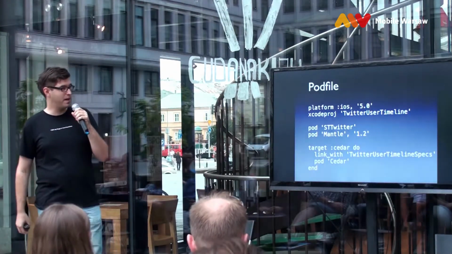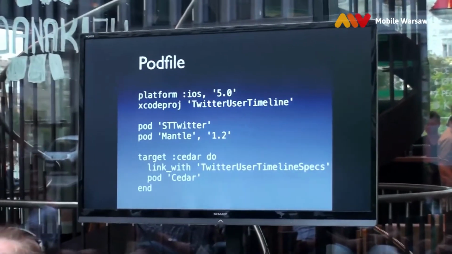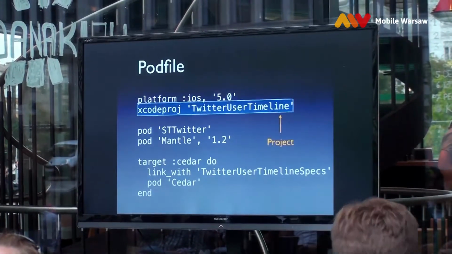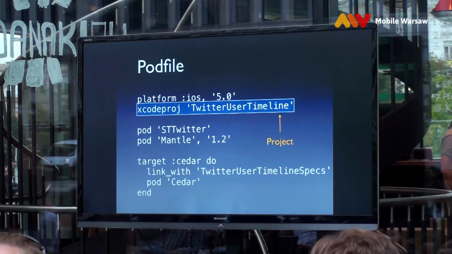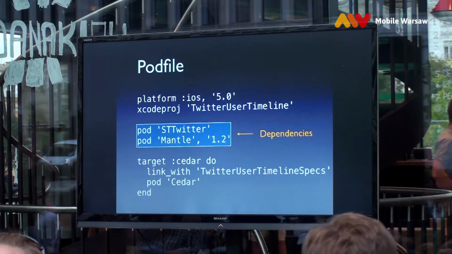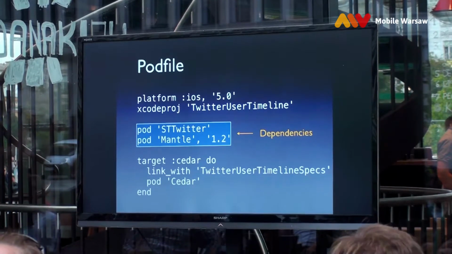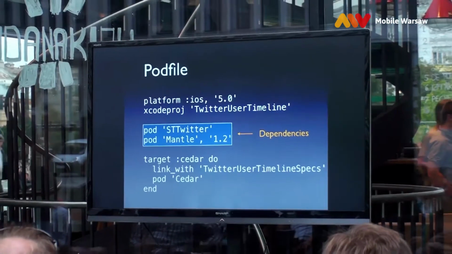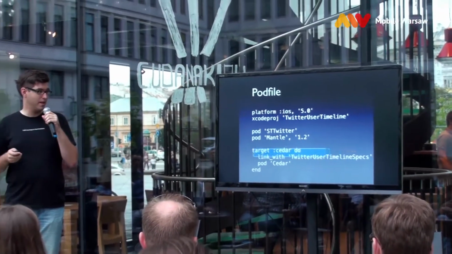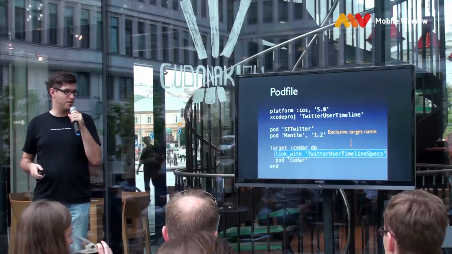So let's take a look at a Podfile example. This is an example Podfile that I used in a demo project for a previous presentation. And as we can see, it defines the platform and iOS version. It also defines the project, which I mentioned before is now optional. It defines dependencies, and as you can see, I explicitly said that I always want CocoaPods to install version 1.2 of Mantle. And then it defines a target called Cedar, which I ask it to link with Twitter user timeline specs, which is my target for tests.